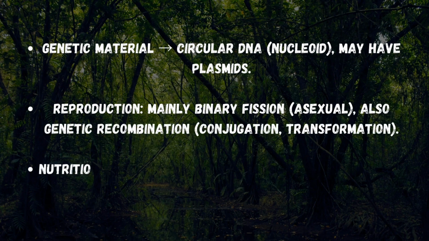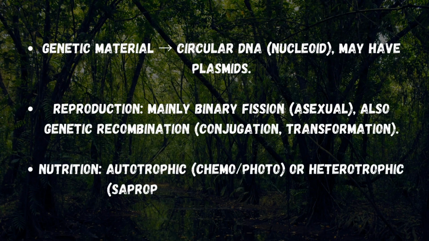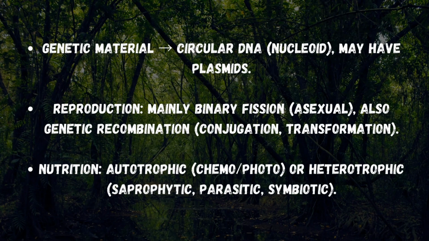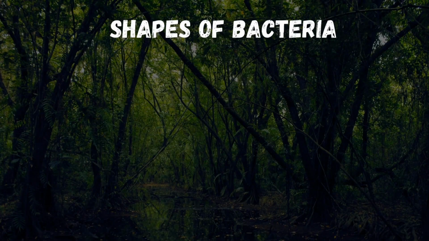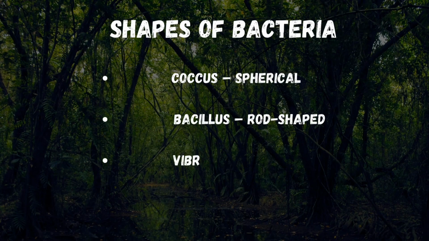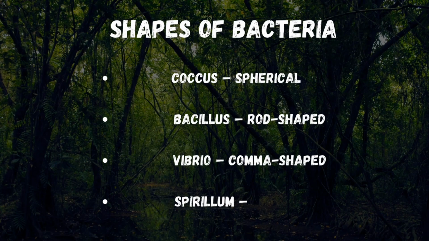Reproduction is mainly by binary fission and also by genetic recombination. Nutrition is autotrophic and heterotrophic. Shapes of bacteria: spherical coccus, rod-shaped bacillus, comma-shaped vibrio, and spiral spirillum.